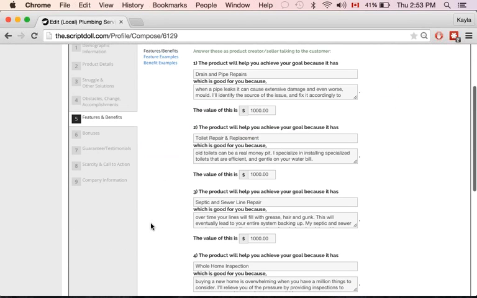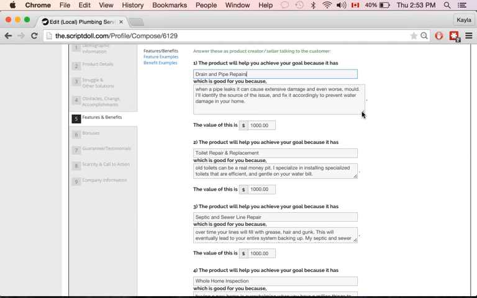And then next up we have our features and benefits. So this all comes from question number 11 on the mind map. And essentially with this section, the product will help you achieve your goal because it has. This question is designed to list out the features. So when you're answering the question about your product and listing off all the features that your product has, these are the actual features or characteristics that the product has in these slots here, and that's how you're going to fill those out, which is good for you because, and then you're going to answer basically how is it going to positively affect their lives, and then why is it necessary.